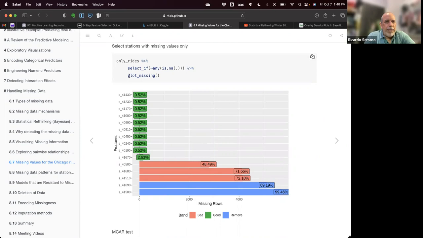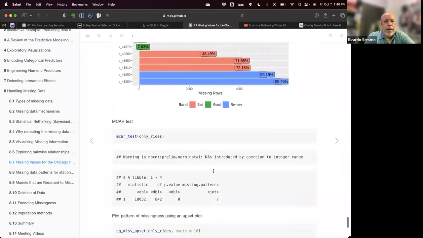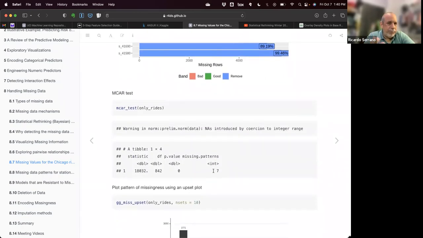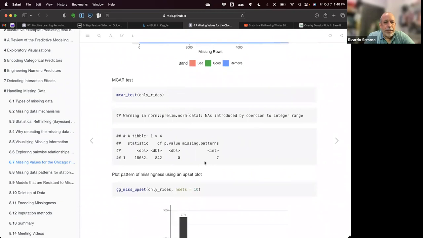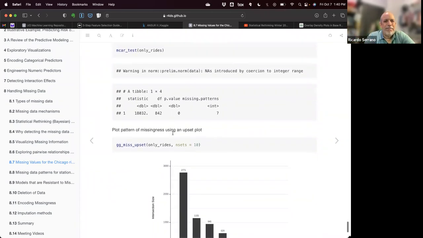So with the plot missing of the data explorers, we can get a list of the missingness. And as we can see, for some of the stations the data is very much missing. But why? What is the cause of that missingness? Can we pinpoint an event or something that happened during these days? That's the question, right? I did the MCAR test, and of course, the p-value is zero. I mean, definitely, this is not random.